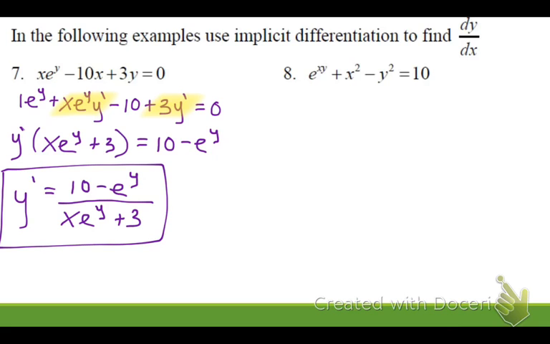So that one wasn't that bad. It looks difficult, but it's actually not that bad. As long as you can remember with implicit differentiation that you're always going to have that y prime attached to it, then you should be good to go.